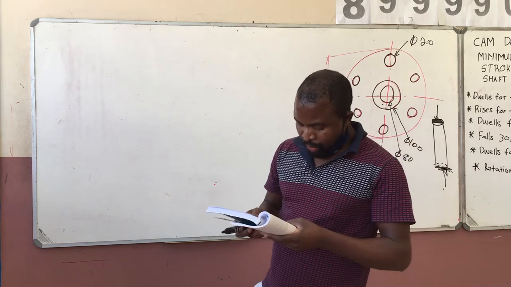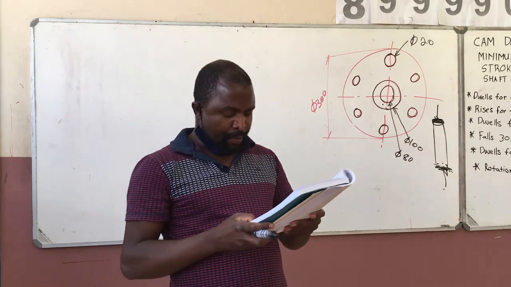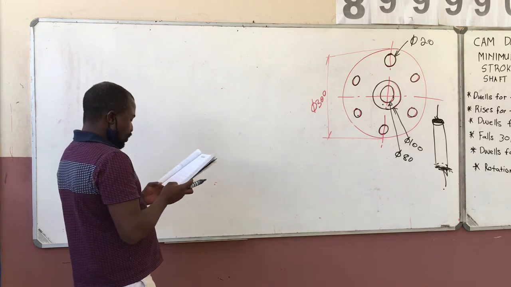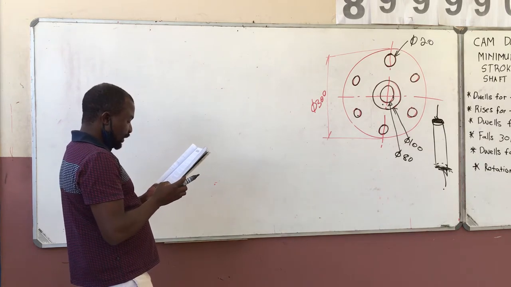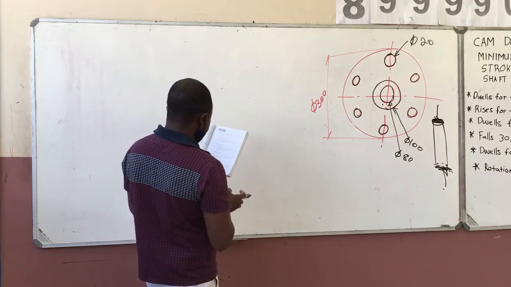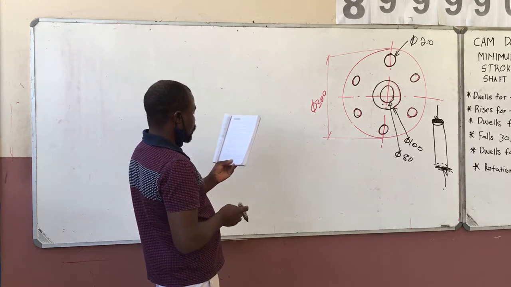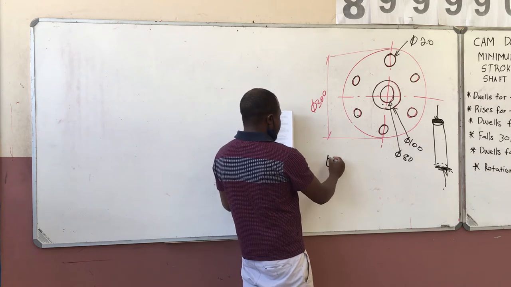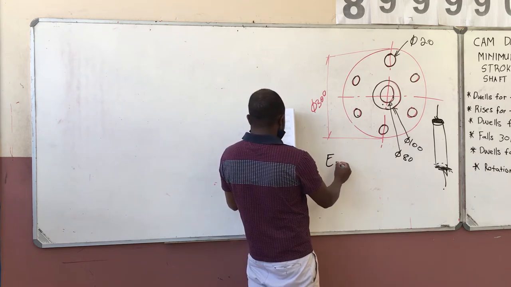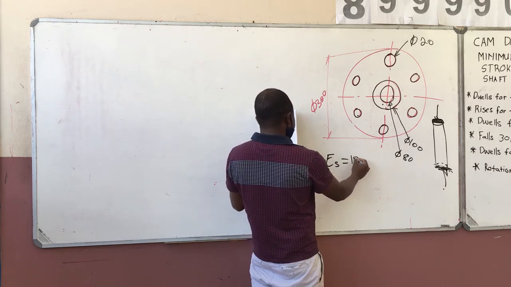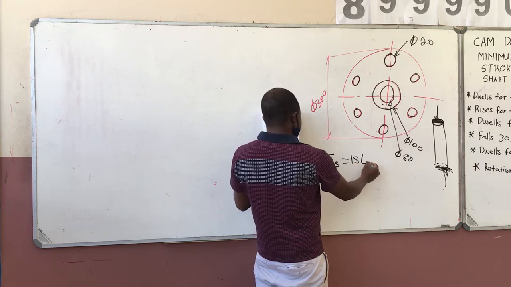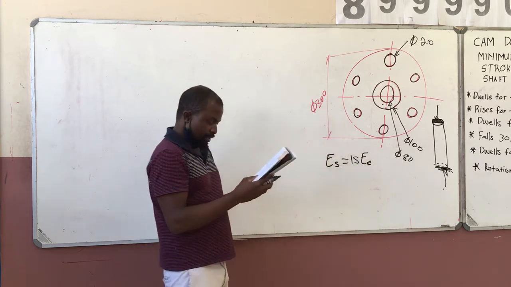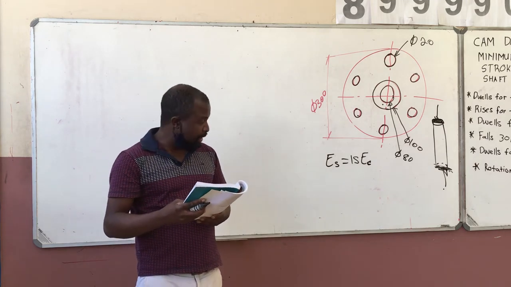300 kilonewton. The modulus of elasticity of steel is 15 times more than that of concrete. If I say E steel is equal to 15 times E of concrete, did you write that, represent that statement correctly? Yes.